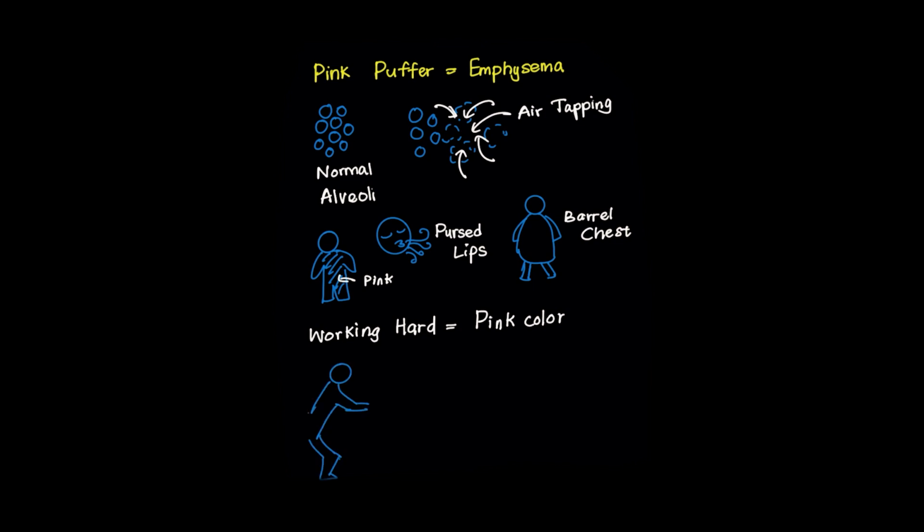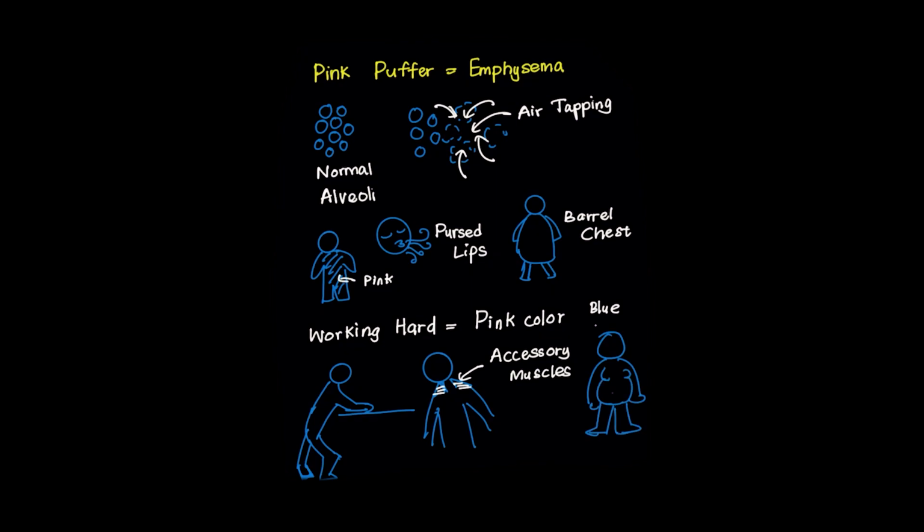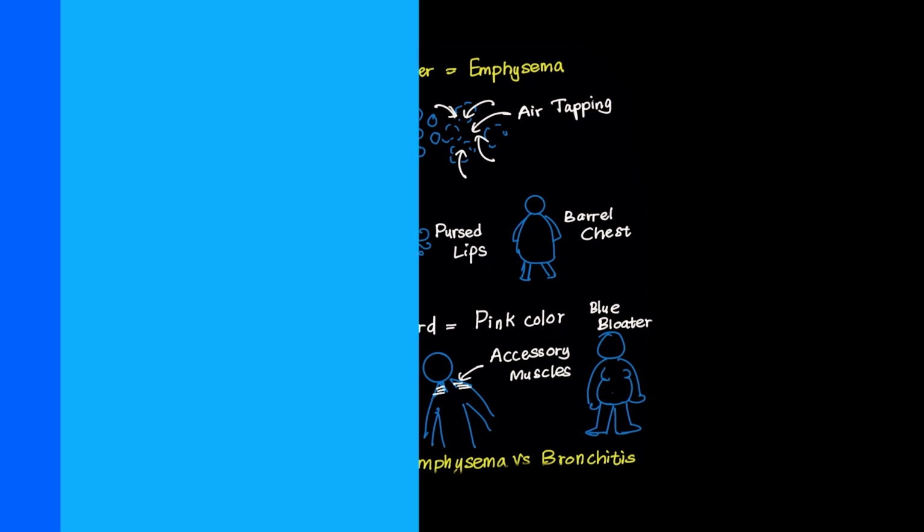Tripoding, where patients lean forward supporting themselves on their arms, helps by fixing the shoulder girdle so accessory muscles can assist breathing. This contrasts with chronic bronchitis patients who appear blue and bloated from cyanosis and fluid retention.